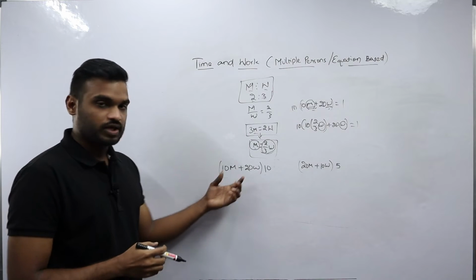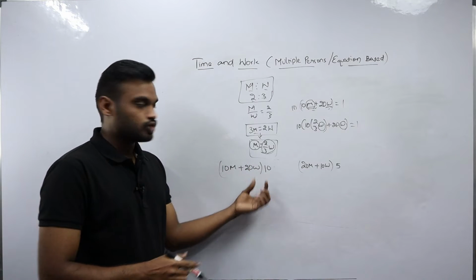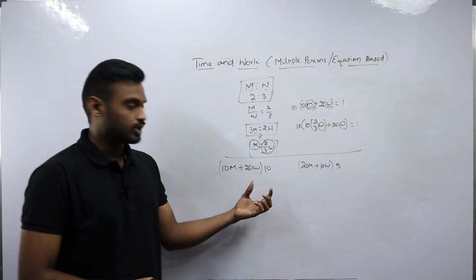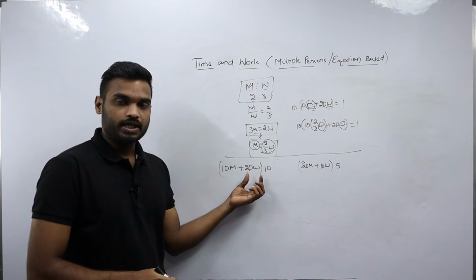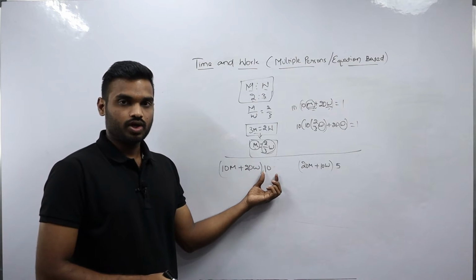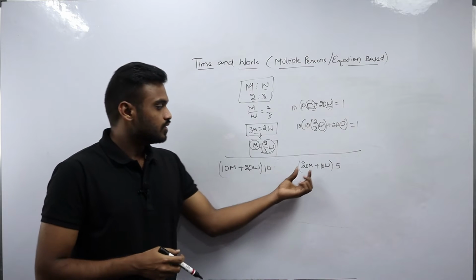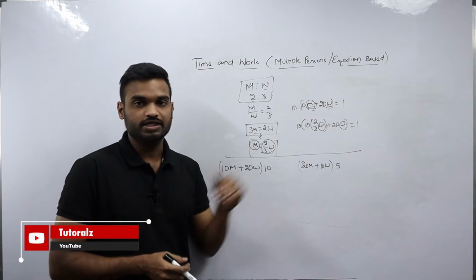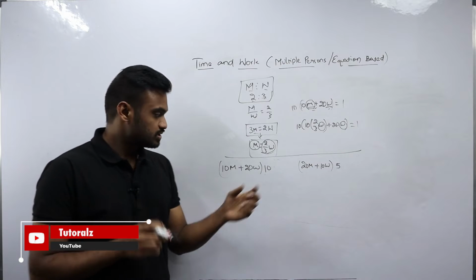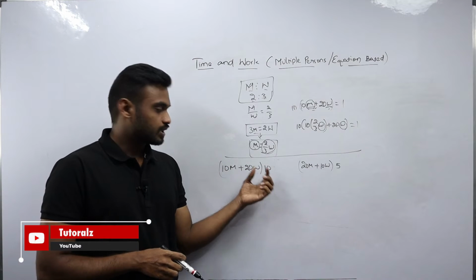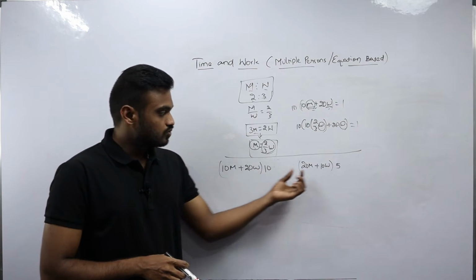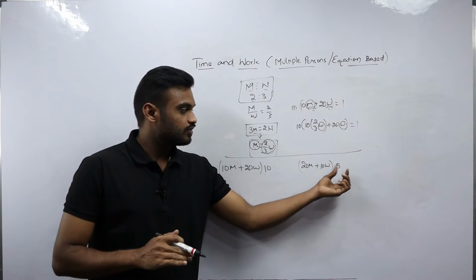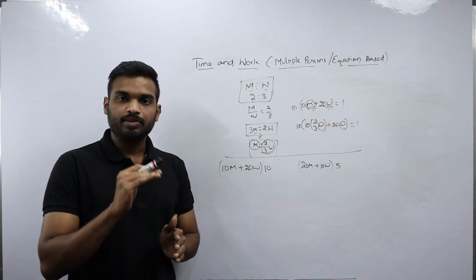See, the above example is different and the below example is completely different. 10 men and 20 women can complete the work in 10 days. Now I am considering another scenario where 20 men and 10 women can complete the same amount of work in 5 days. Remember this, 10 men and 20 women can complete the work in 10 days, and 20 men and 10 women can complete the same amount of work in 5 days. Here the keyword is same amount of work.